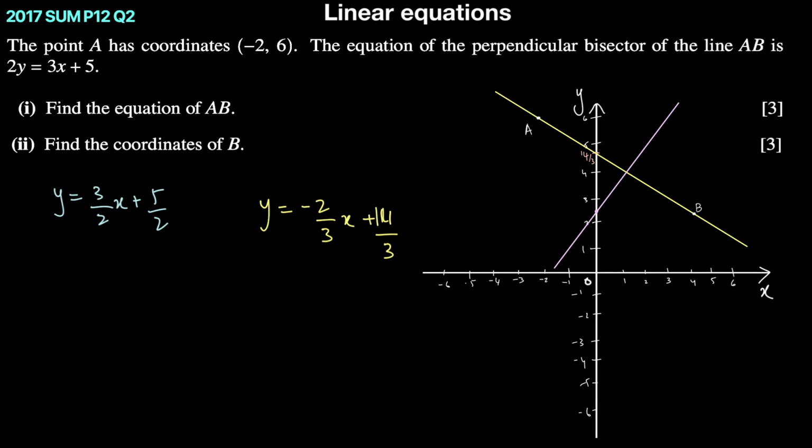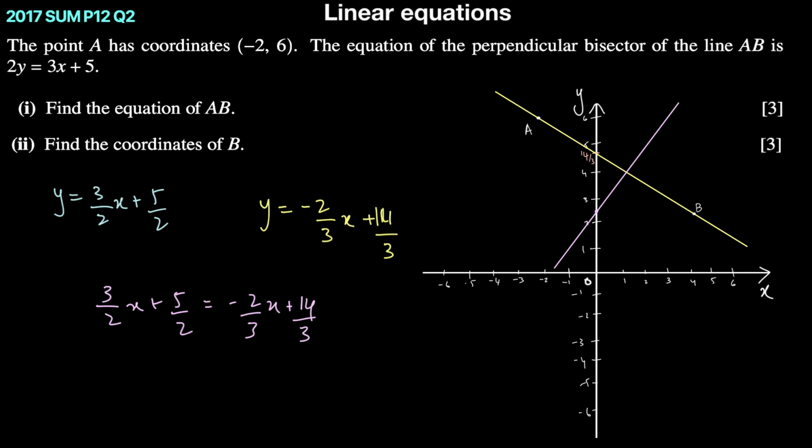So that means that they have the same x coordinate and the same y coordinate where they meet. So 3/2 x + 5/2 is equal to -2/3 x + 14/3. Since both their y values are the same, we simply equate these two.